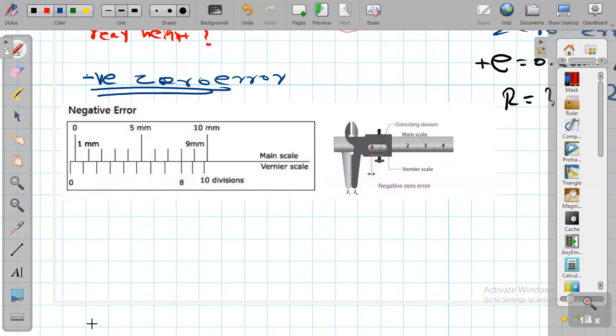So copy this diagram, please. Don't copy this one, only this one. Copy this diagram.